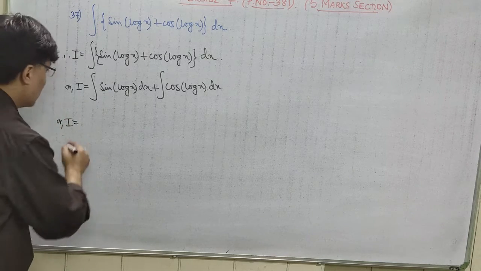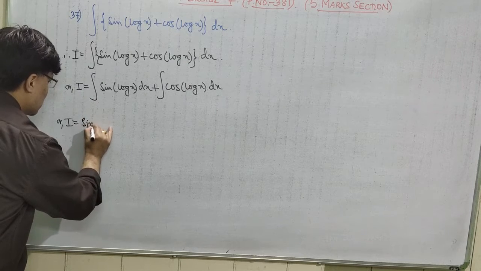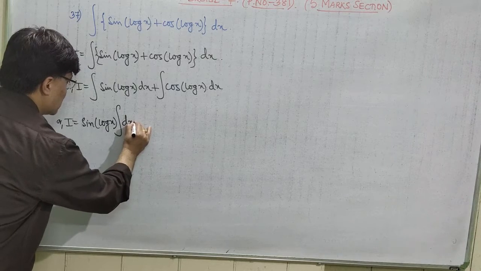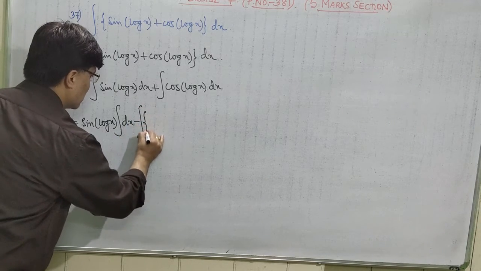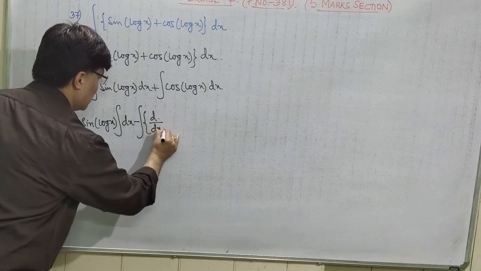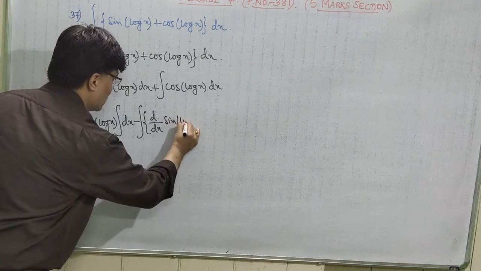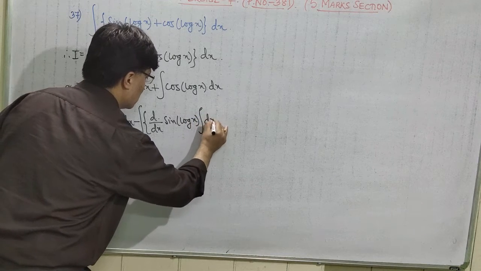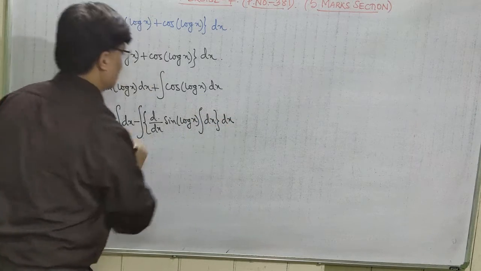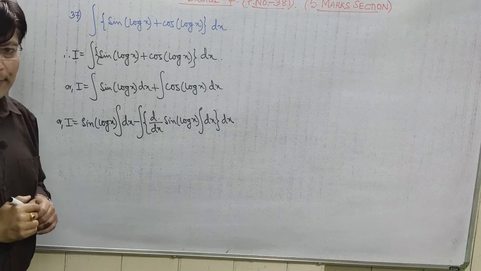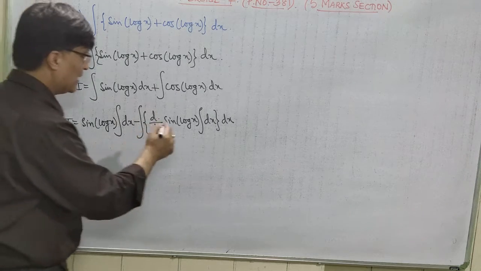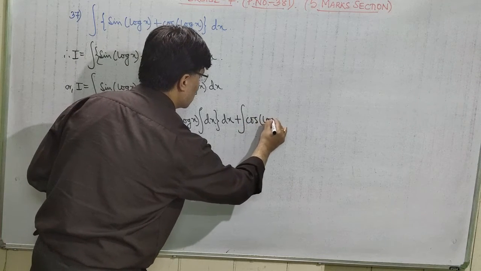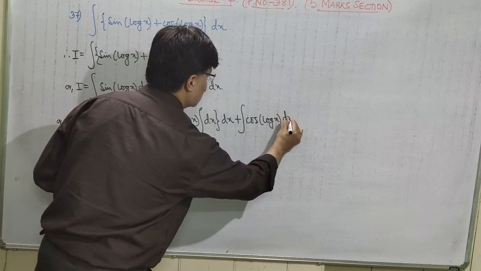This is exceptional problem, I told you, isn't it? So sine of log x, then integration of dx minus integration of, within second bracket, dy dx of, this is your sine of log x, then integration of dx second bracket close dx. So this is integration by parts for the first function only, and the second function is kept as it is. That is integration of, this is cos of log x dx.